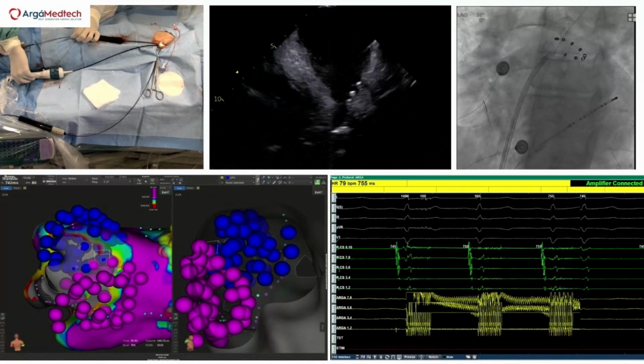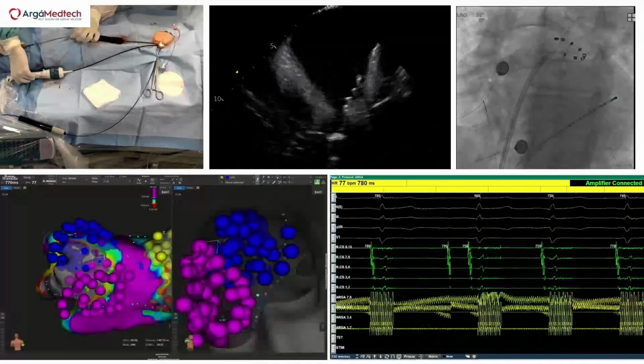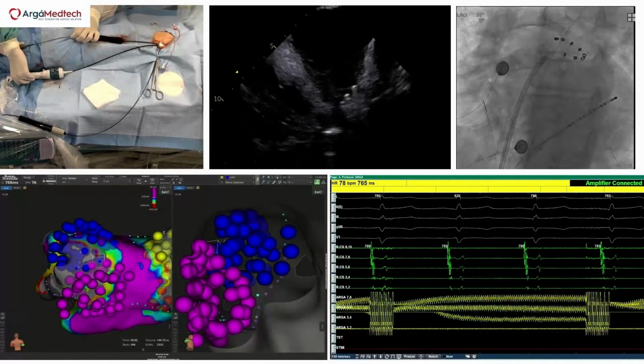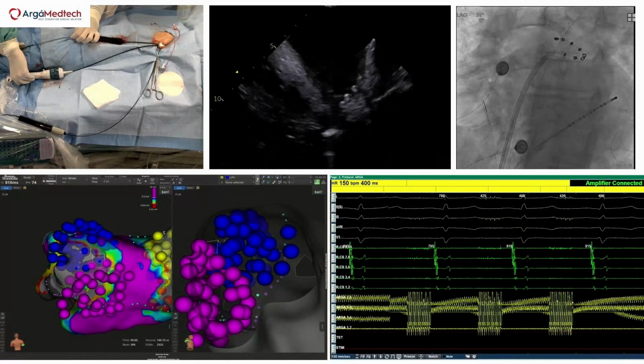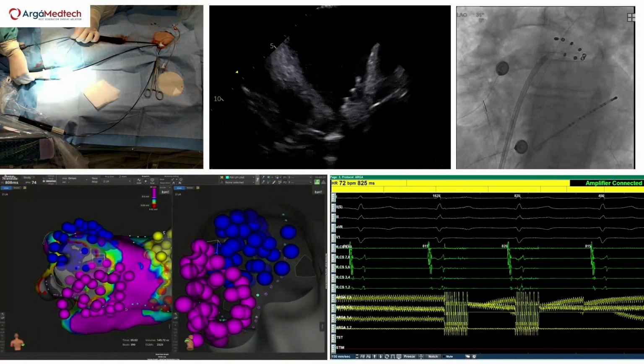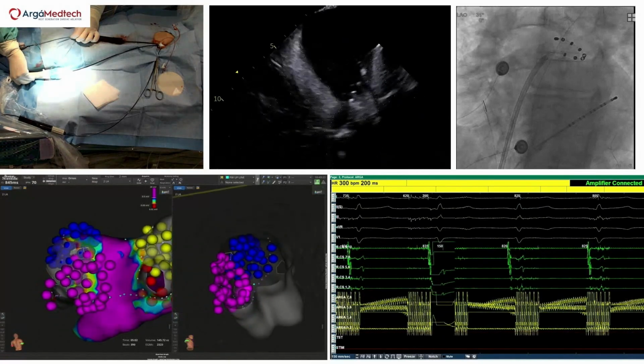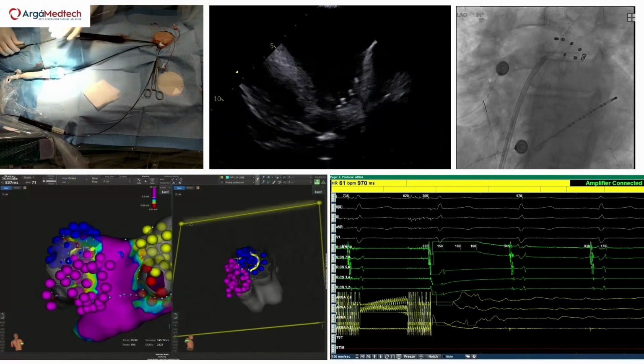After this lesion, now we change to linear Stellate. So I don't exchange the catheter. There's no exchange over the sheath, so definitely reducing the opportunity for air ingress. So that vein is finished. That is very quick.